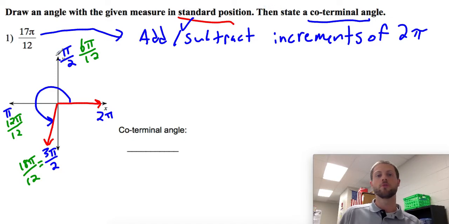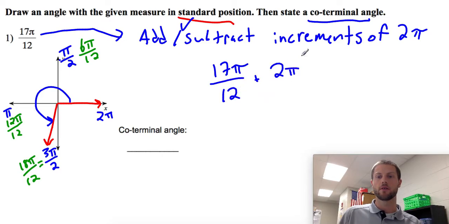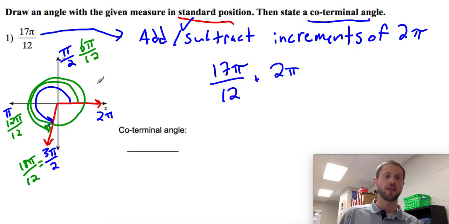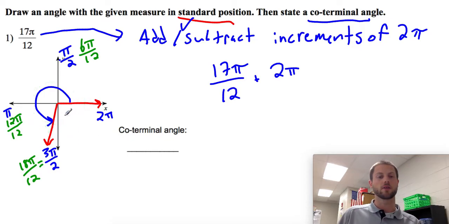So let's do it both ways. Let's start with 17 pi over 12, and let's find a coterminal angle if I were to add 2 pi. What that would be is if I were to go around the circle a full 2 pi radians, and then another 17 pi over 12, that's what this would be. I'm going to get rid of this. It's looking a little crazy. But if I were to go around a full rotation and then another 17 pi over 12, this is how I would find it.